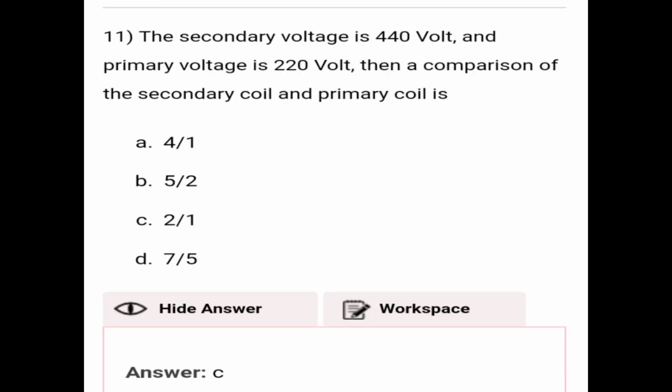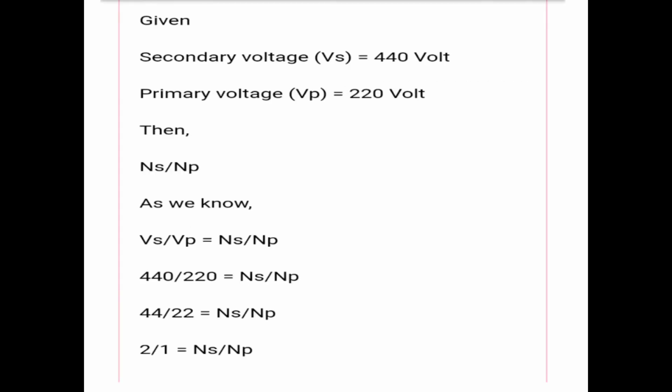Understand it? So the next is: the secondary voltage is 440 volt and the primary voltage is 220 volt. Then what is the comparison of the secondary coil and primary coil turns? It is a very simple question: 440 upon 220 is 2 is to 1. The correct answer is option C. Explanation: VS upon VP is equal to NS upon NP. So 440 upon 220 is equal to NS upon NP, which is 2 is to 1.